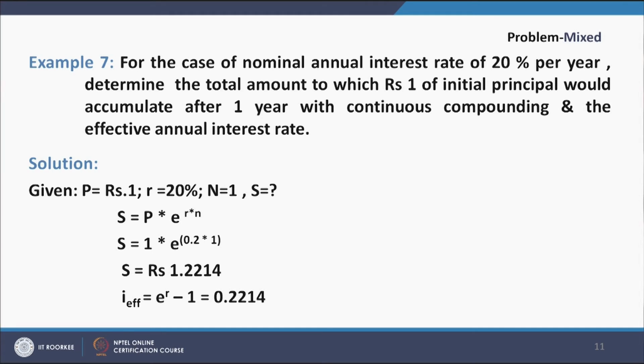So, a value will double in 6.93 years if the nominal interest rate is 10% and continuous compounding is used. Let us take a mixed problem. For this, we consider example 7. For the case of a nominal annual interest rate of 20% per year, determine the total amount to which rupees 1 of initial principal would accumulate after 1 year with continuous compounding and the effective annual interest rate.